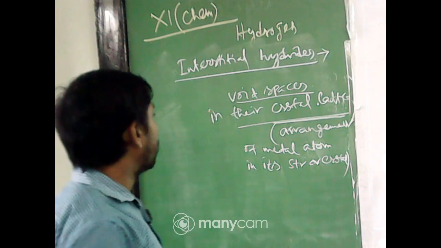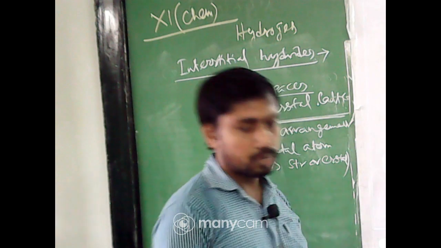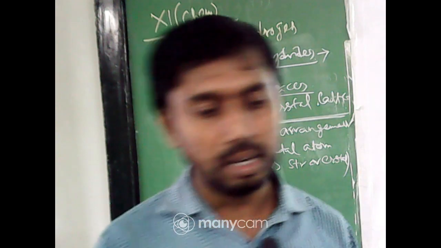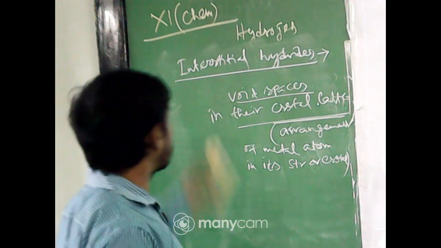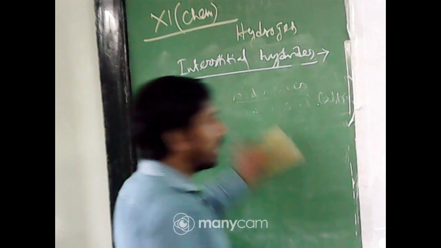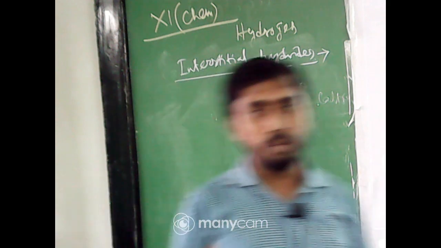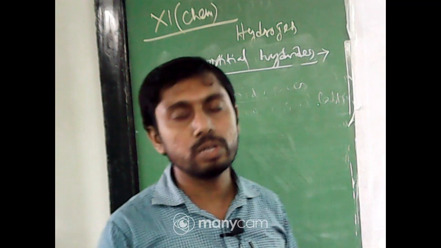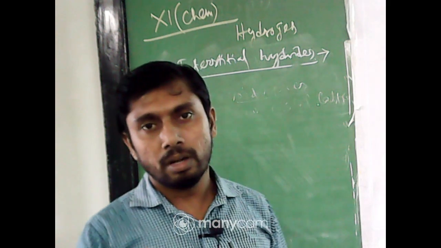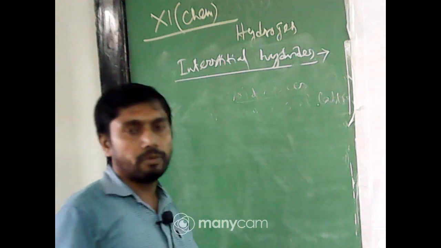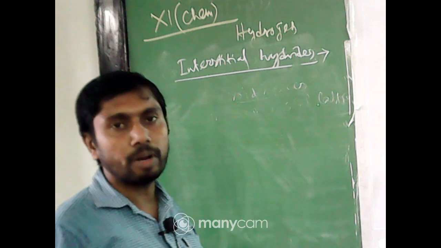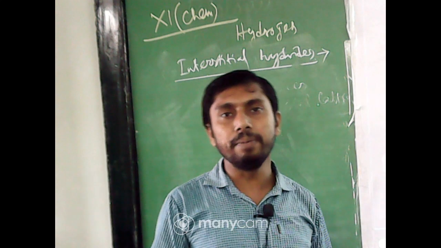Now in void spaces, when these small atoms can take place, they form non-stoichiometric hydrides. In non-stoichiometric hydrides, it is not that the atoms are divided. It is that in a volume, we take the number of moles or number of hydrogen atoms and make a ratio per metal atom, that is, the average number of hydrogen atoms. When we calculate, it becomes a fraction.